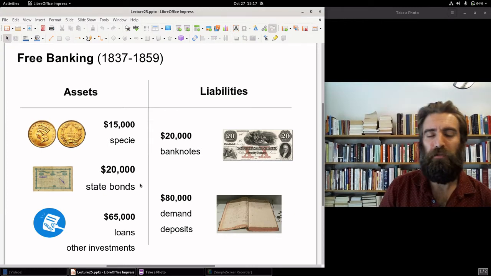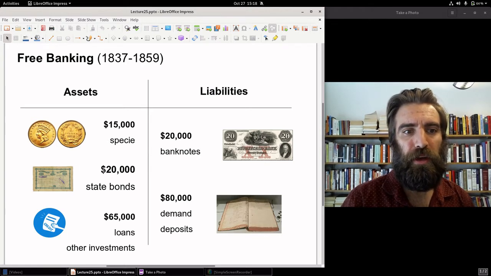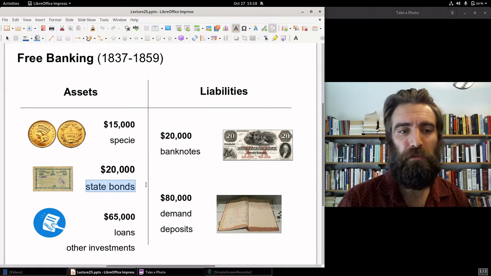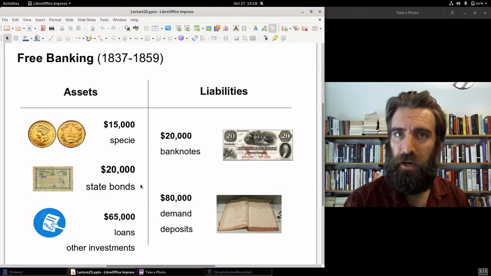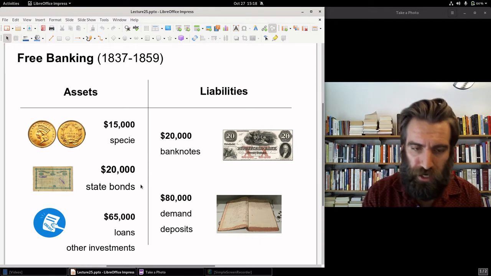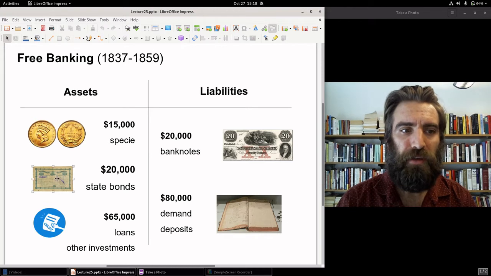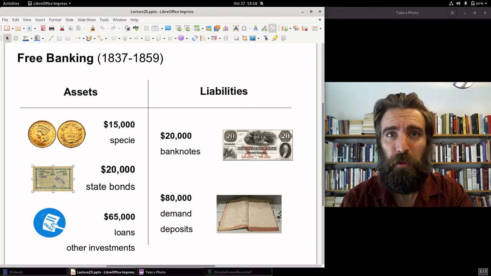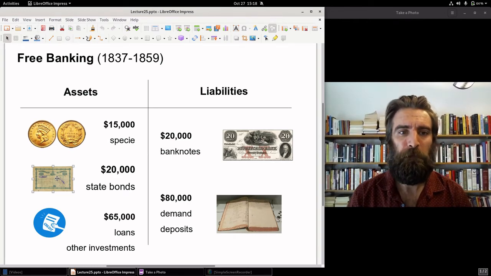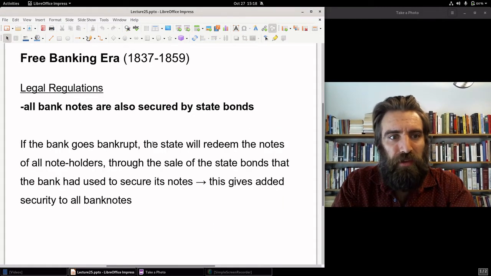And the advantage here for the bank is that they can utilize that $20,000, these state bonds, on which the bank actually receives interest. And so the bank, there's a yield. Bonds always have a certain yield. And so the bank is able to secure these notes and make a little bit of money too. It's an asset. Bonds usually aren't the best performing asset, but they're a pretty stable asset. And so that was there as a security in case the bank went under.